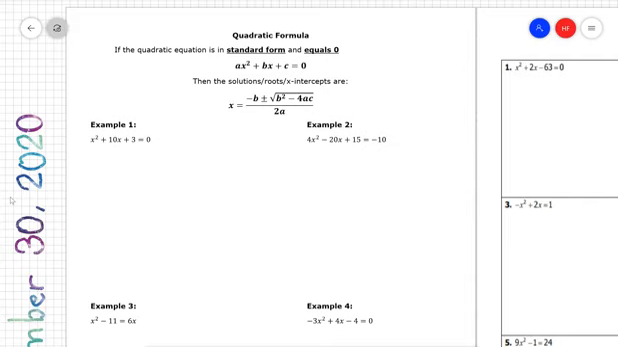So you won't have that problem where you try to factor and you're like, I have no idea how to do this because I can't think of two numbers that work. Now you have the quadratic formula.